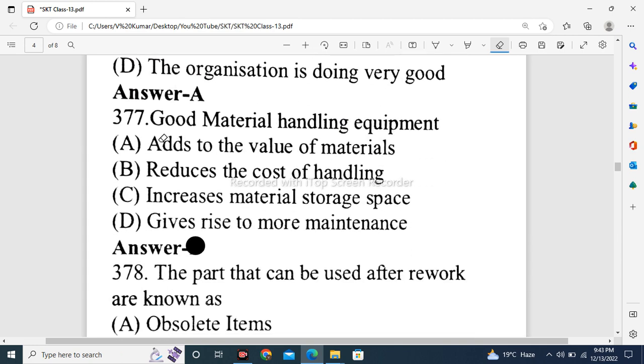Next, good material handling equipment. Answer is B, reduces the cost of handling. What does good material handling equipment do? It reduces the cost of handling.